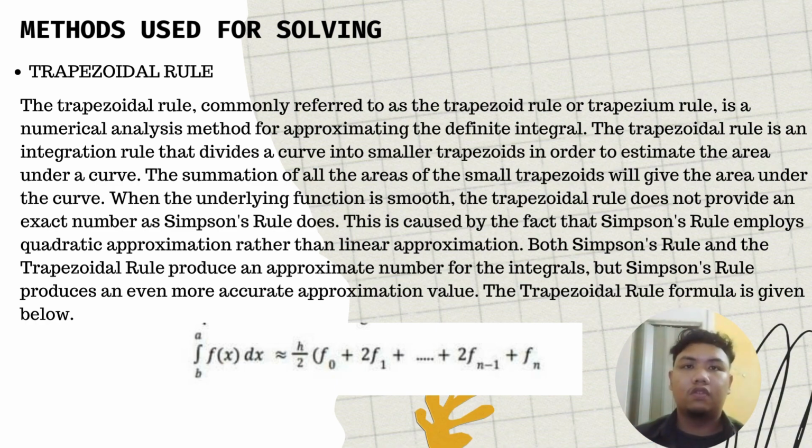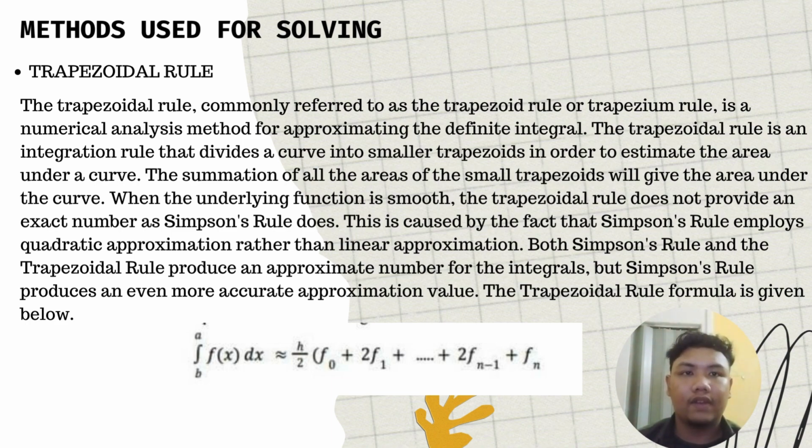For the methods used for solving, one of the methods is the trapezoidal rule. The trapezoidal rule, commonly referred to as the trapezoid rule or trapezium rule, is a numerical analysis method for approximating the definite integral. The trapezoidal rule is an integration rule that divides a curve into smaller trapezoids in order to estimate the area under the curve. The summation of all the areas of the small trapezoids will give the area under the curve.